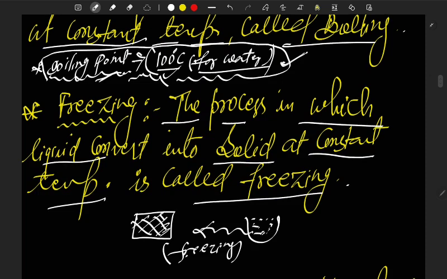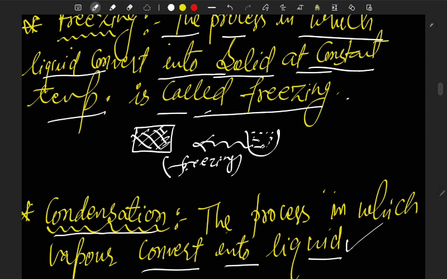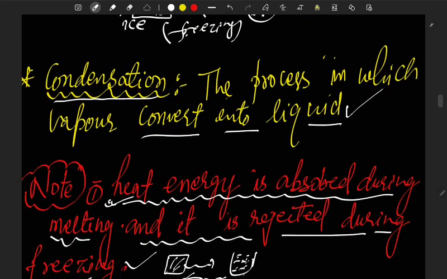Our next point is freezing. Freezing is the process in which liquid converts into solid at constant temperature. In freezing, water, or any liquid, is going to convert into ice. This one is ice. So that process is called freezing. Then the last point is condensation. Condensation is the process in which vapor or gas is converting into liquid. That process is called condensation.